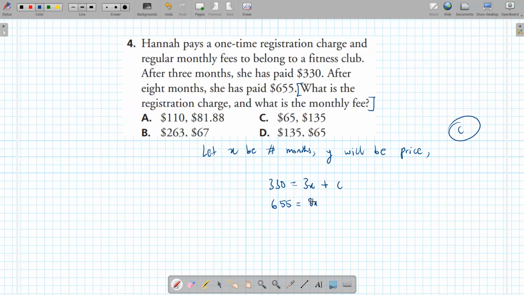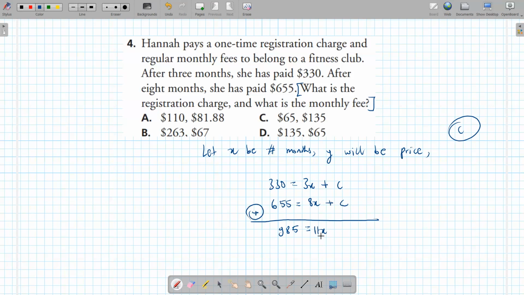8x plus C. Yeah, 8x plus C. Now you have a system of linear equations. You subtract. Or you can add, it doesn't matter. Both of them are just fine. You add the top equation with the bottom equation. 330 plus 655 is 589. 8x plus 3x is 11x, right?